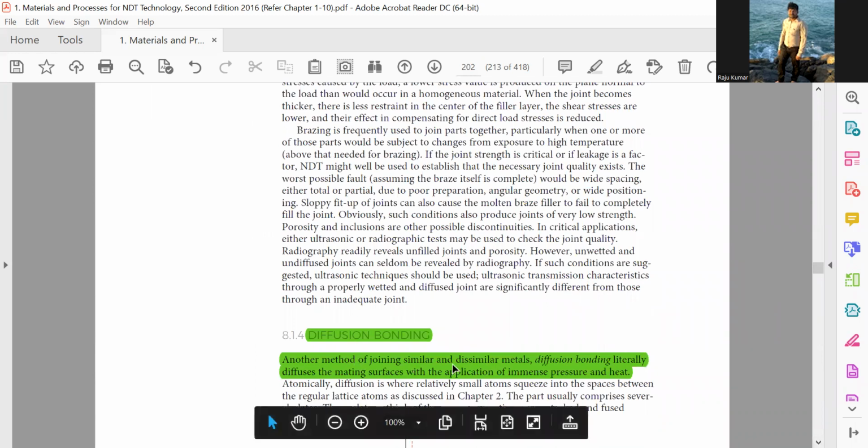Diffusion bonding, another method of joining similar and dissimilar materials. Diffusion bonding literally diffuses the mating surfaces with the application of immense pressure and heat.